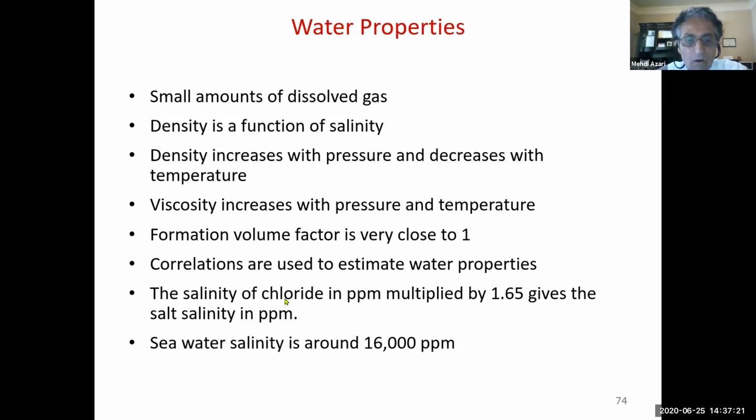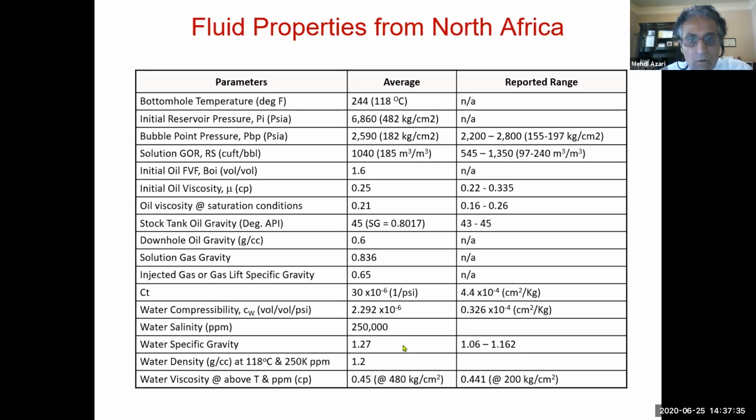And another: the salinity of chloride in ppm. If I have the chloride in ppm, because I sometimes give you that one, you multiply by 1.65, and you can get the salt salinity in ppm. Seawater salinity is about 16,000 ppm. So there are some numbers to know. And these are typical conditions of a fluid.